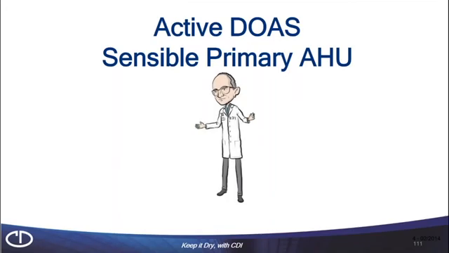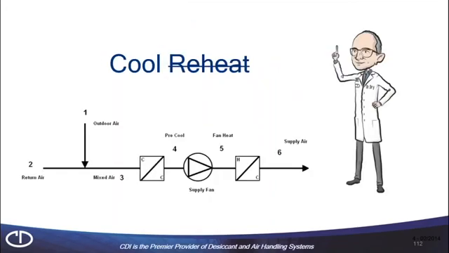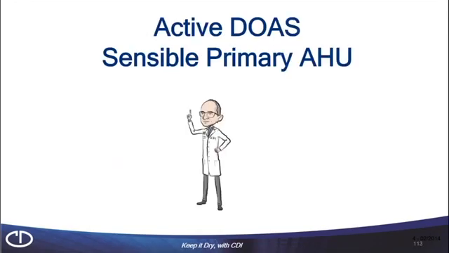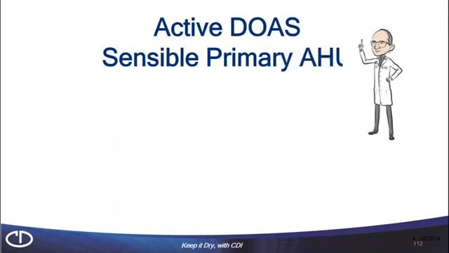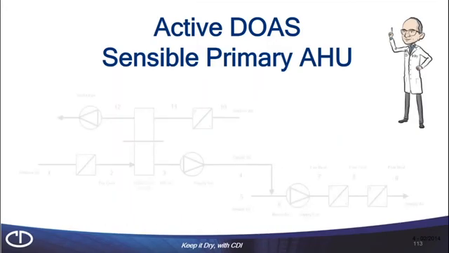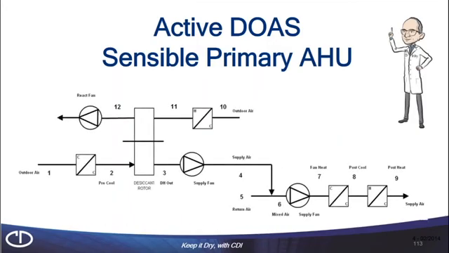Our normal solution for hospital operating suites is to use an active dedicated outdoor air system and provide that air to your sensible primary air handling system. This could be done both as a retrofit and as a new application. So you've got a cool reheat system there now, cooling and reheat. But if we add this desiccant dehumidification system to it, just to the outside air.